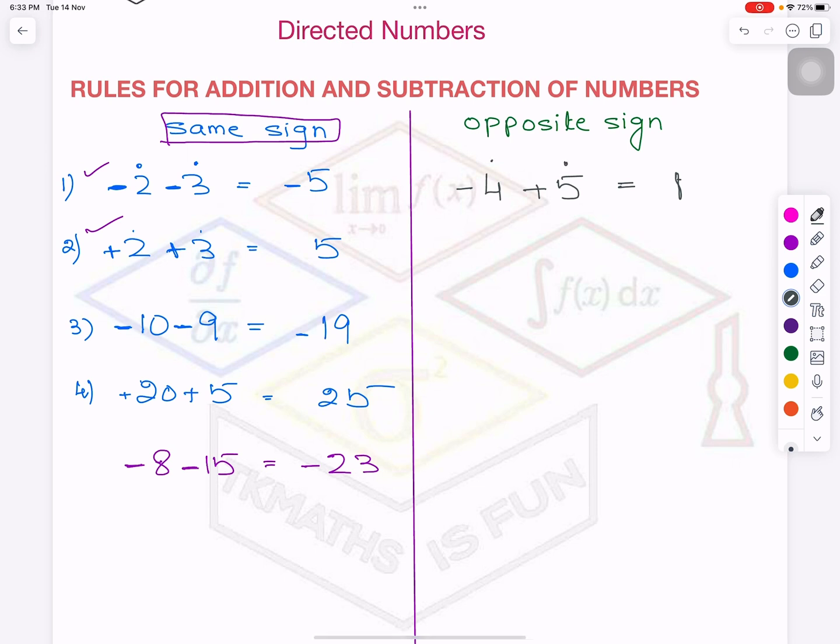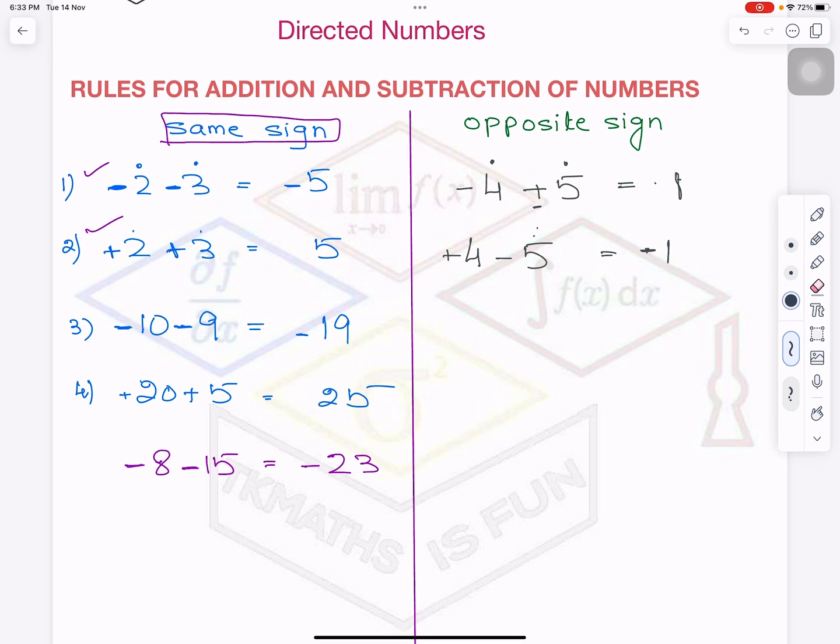Come back to the question. This is 5, this is 4. If you forget the sign, which numeral is bigger? 5 is bigger. And the sign of 5 is plus, so I will write plus here. Same question, 4 minus 5. Signs are opposite. This is plus, this is minus. So which sign will my answer have? First of all, decide the numbers. This is 5, this is 4. So 5 minus 4 is 1. Now which sign will you use? The sign of 5 is minus and the sign of 4 is plus. 5 is a bigger numeral, so the sign will be negative.